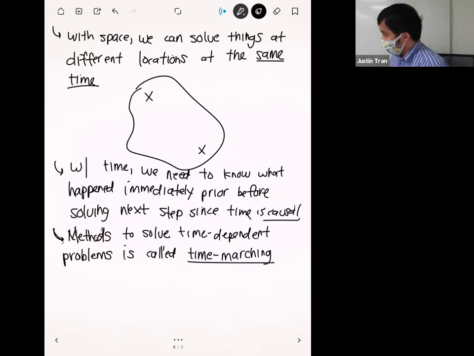And so you'll hear the term time marching quite a bit, because you're essentially marching the solution forward in time, one step at a time. Or another term that you'll hear is called time integration.